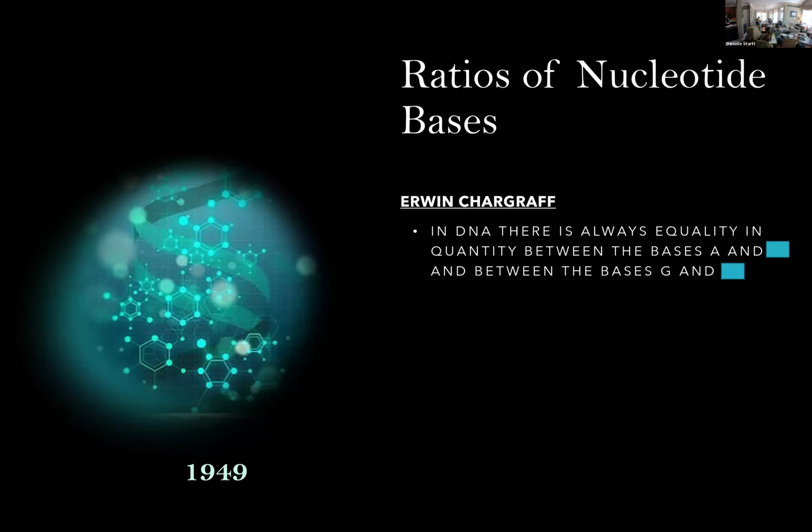So going into it, you have Erwin Chargaff in 1949. In DNA, there's always equality in quantity between bases A and what? G and C, and A and T. Yeah, G and C and A and T. Okay, why is this important?